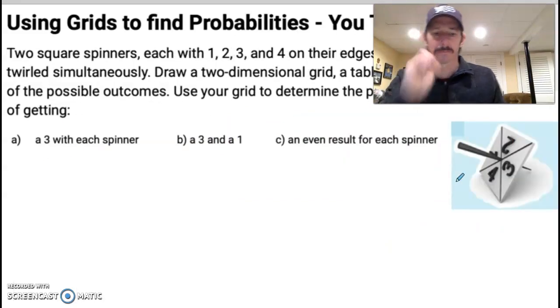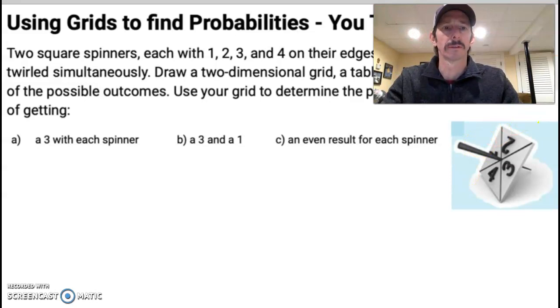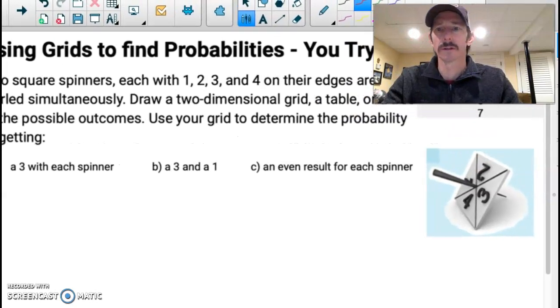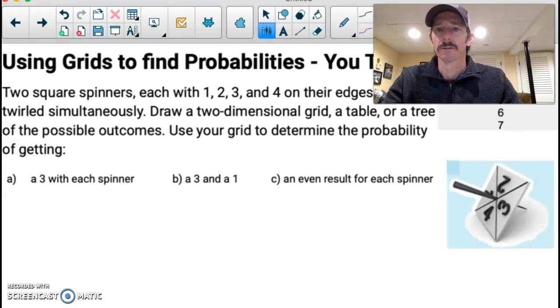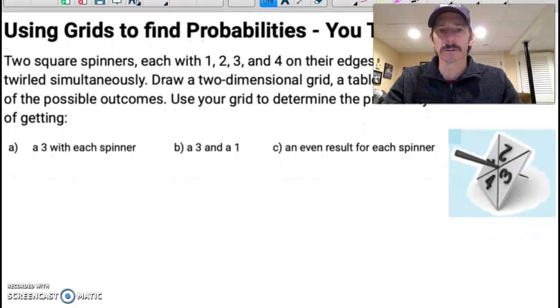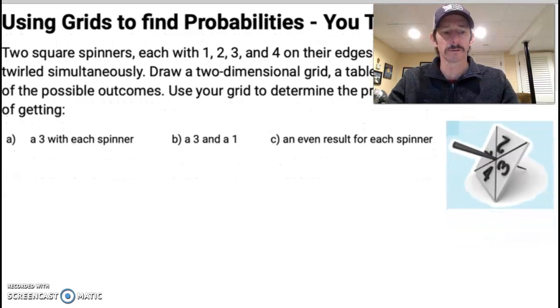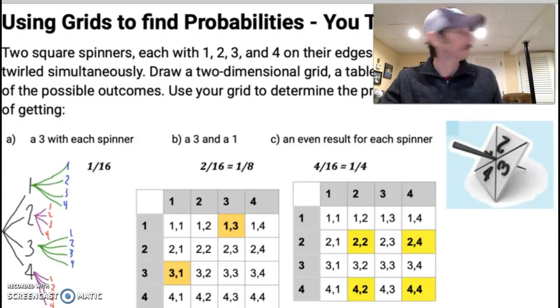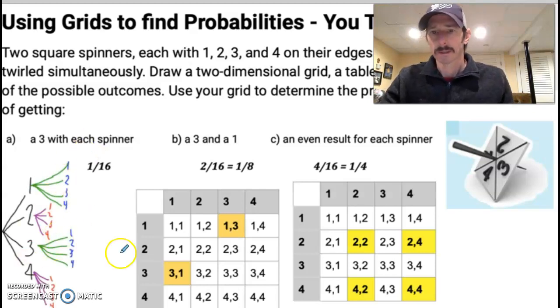All right, you're going to do the same thing, but you're going to do it with this spinner, which has equal shapes on it. Again, 2 square spinners, 1, 2, 3, 4, twirled simultaneously. You have 2 of these. I know there's a picture of one, but you have 2 of them. You can make a grid, a table, or a tree for the possible outcomes to determine your probabilities. So pause it, try it. Again, you have 2 of those, not just 1. All right, so I made a tree, and here are tables to indicate what your outcomes are.